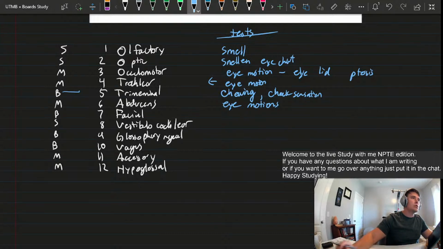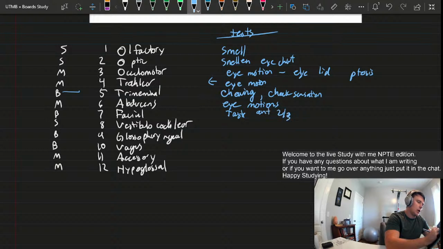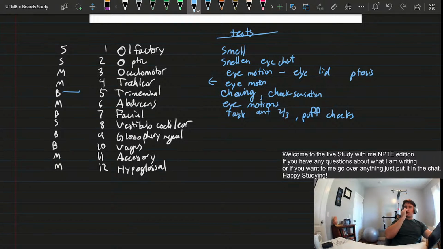All right, so facial nerve. So this is taste on the anterior 2/3, which I have seen on the licensure test and the PETS and all that stuff. And also the facial nerve is motor, so puff out cheeks, keeping your mouth closed.